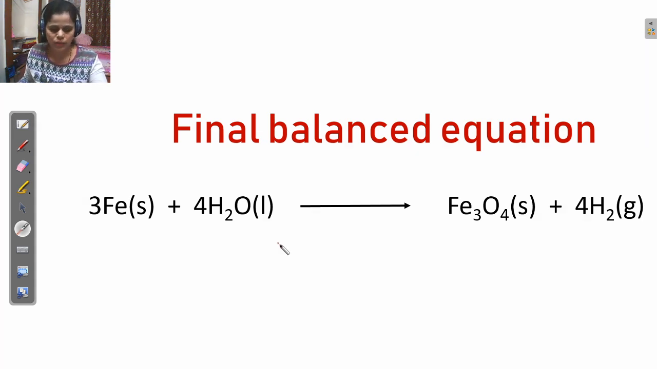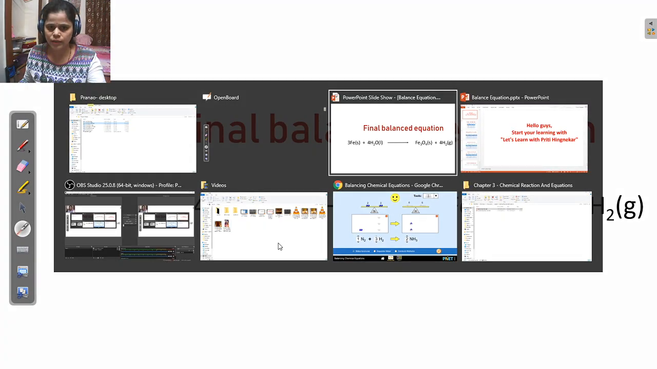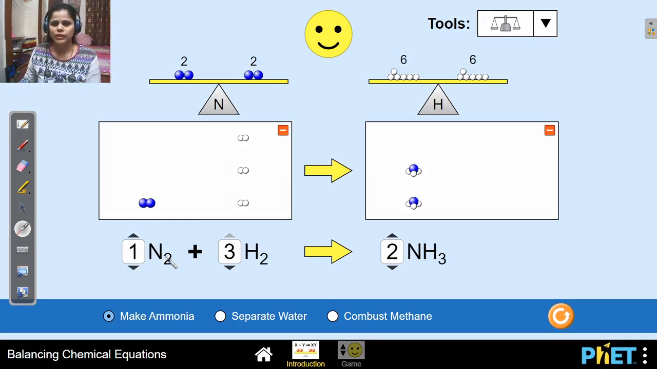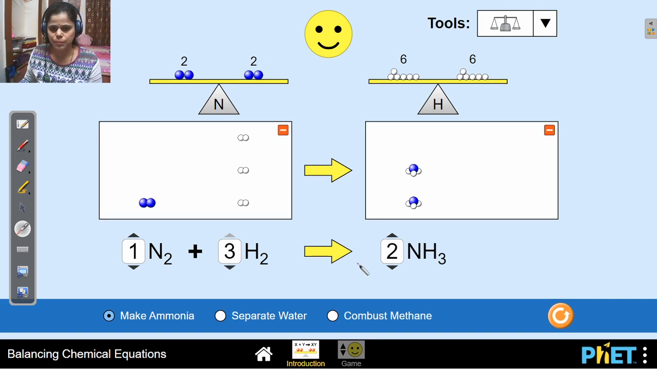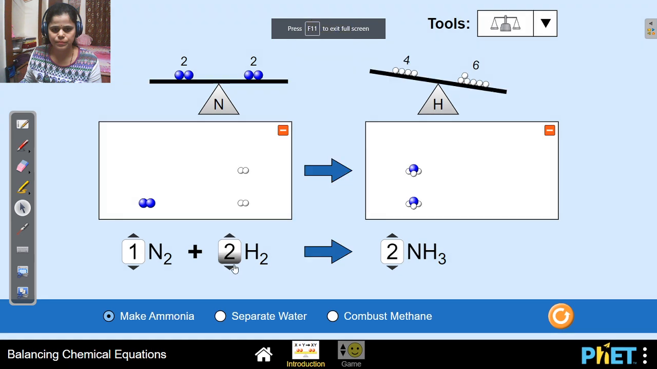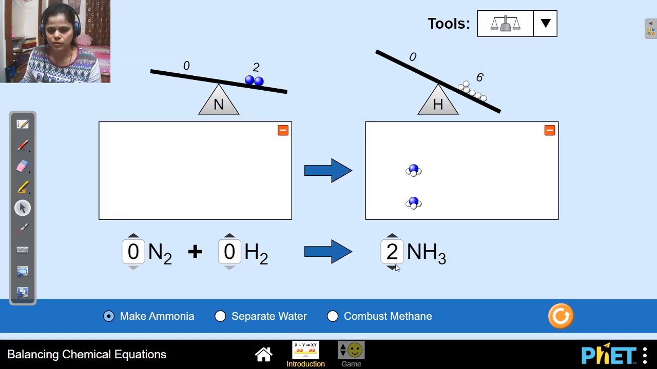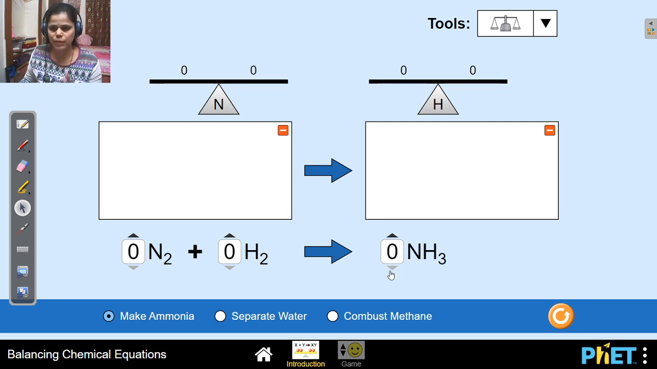Okay, today I will show you one activity, students. Okay, this is your activity. You can see here, at first, this is our unbalanced equation.